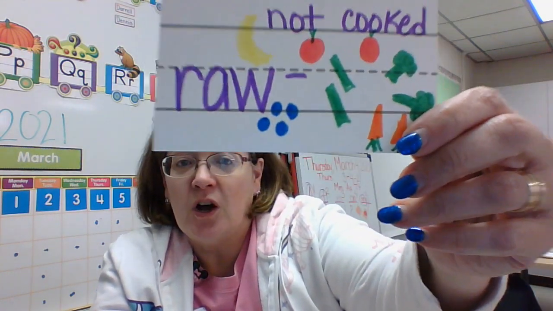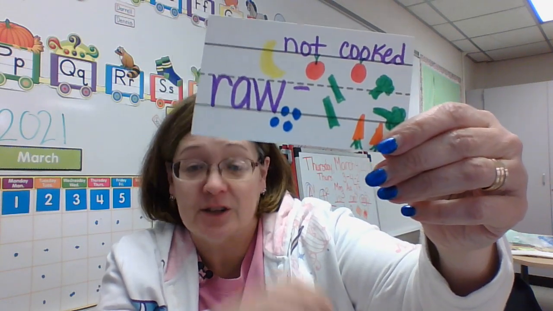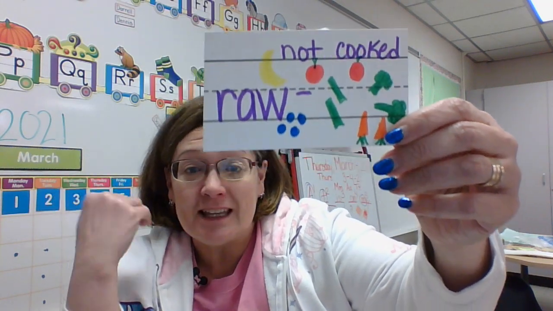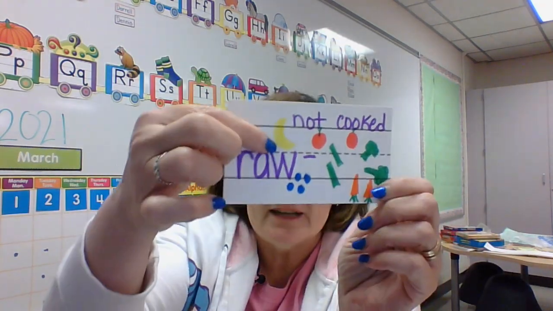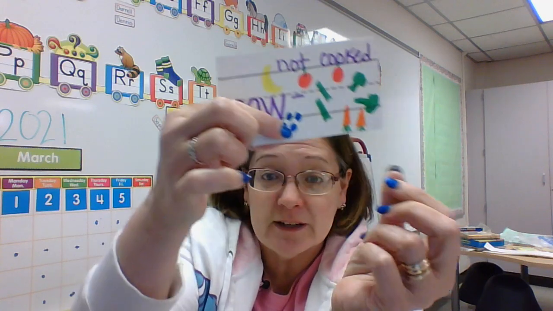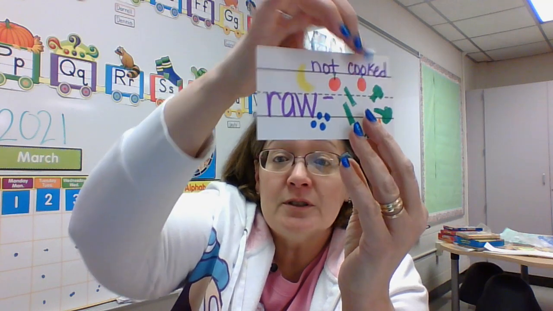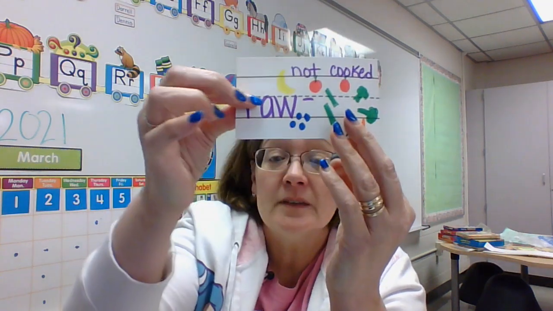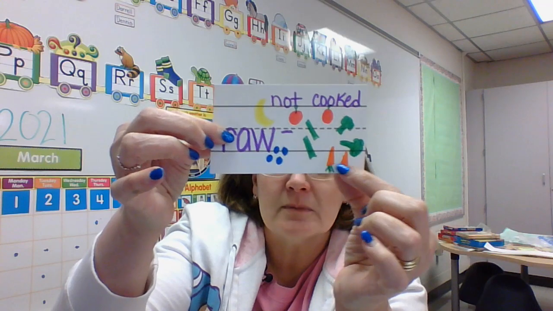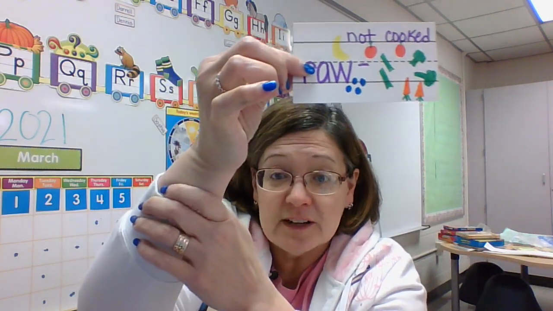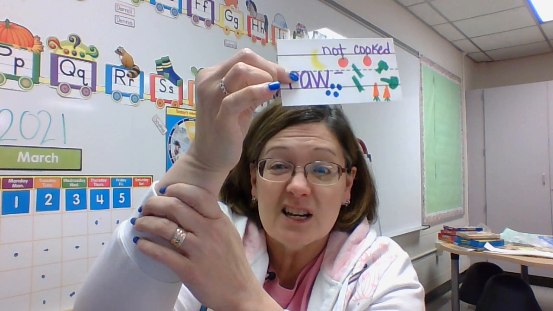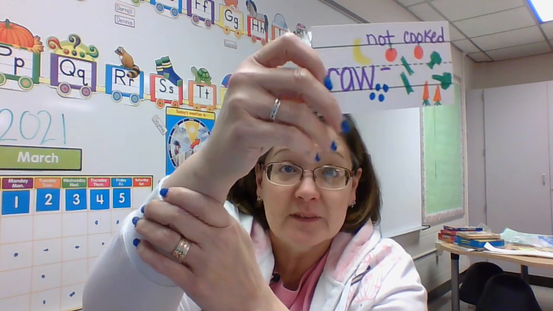Okay. The next one is the word raw. Can you say it? Raw. That means not cooked. And there's food that we eat that's not cooked. I drew some pictures of it. I drew a banana. I drew blueberries. I drew tomatoes, apples. I drew some celery. I drew some broccoli. Drew some carrots. Fruits and vegetables. Lots of those are not cooked.